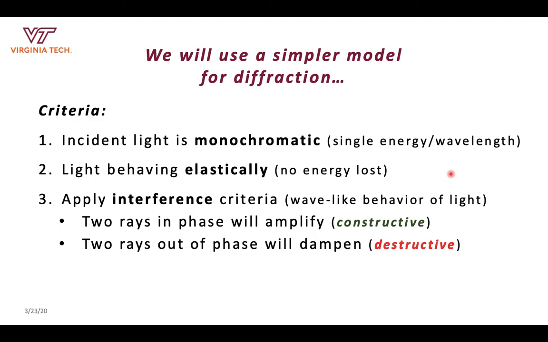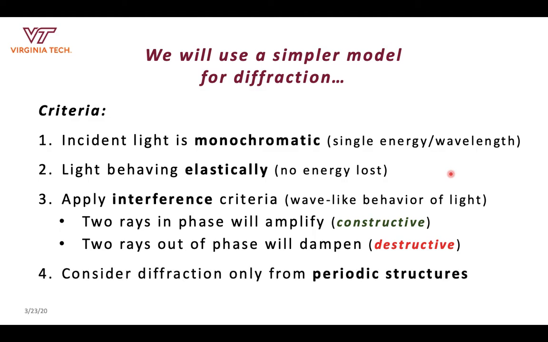But what interference criteria means is we focus on the wave-like behavior of light. So that just means two rays in phase will amplify, and that's constructive interference. Two rays out of phase will dampen, i.e. destructive interference. And then finally, we're really going to only consider diffraction from periodic structures. So like crystal structures or other physical structures that are just made up of sets of equally spaced and equally sized elements.